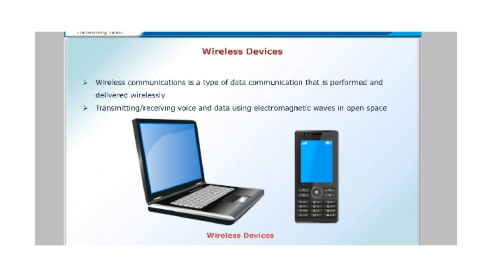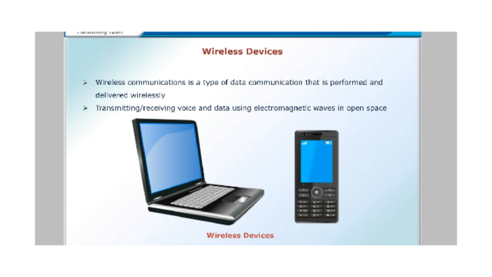Wireless communication means transmitting or receiving voice and data using electromagnetic waves in open space. Voice messages and data signals are transmitted through space by using electromagnetic waves. So these are the wireless devices. Wireless devices are most often used in real-time applications, that is, computers and mobile phones. These are all real-time applications and main features of embedded design.